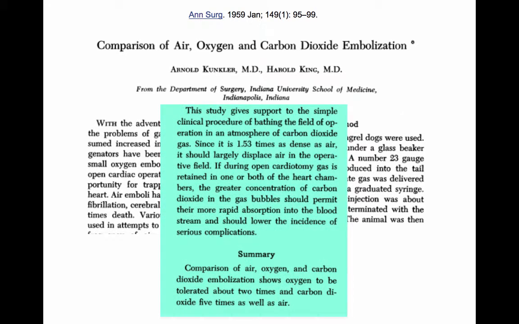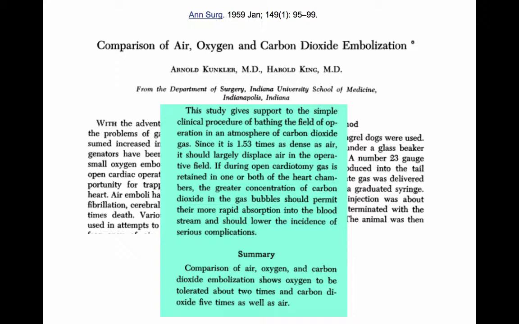And what they found was that this study gives support to the simple clinical procedure of bathing the field of operation in an atmosphere of carbon dioxide gas. Since it's 1.53 times as dense as air, it should largely displace the air in the operative field, down in that chest cavity. If during open cardiotomy gas is retained in one or both of the heart chambers, the greater concentration of carbon dioxide in the gas bubbles should permit their more rapid absorption into the bloodstream and should lower the incidences of serious complications.